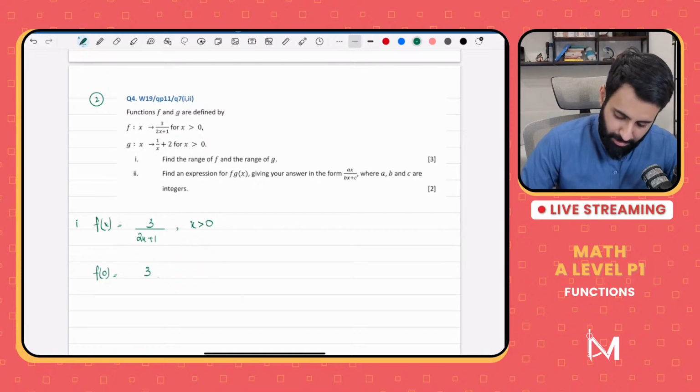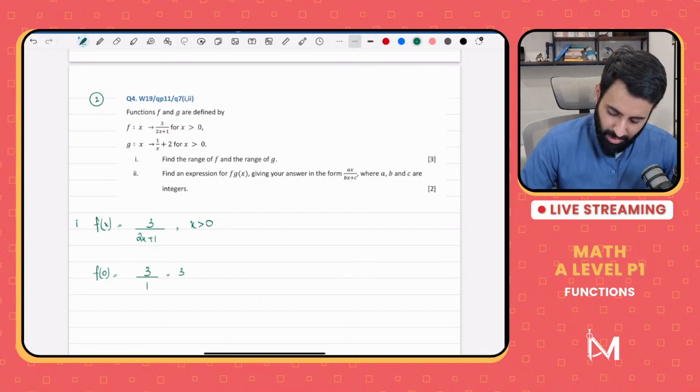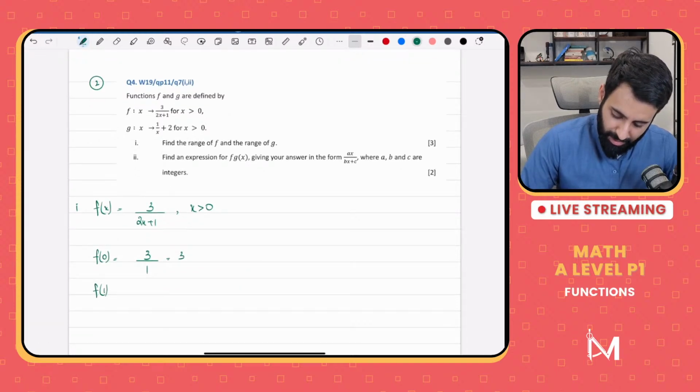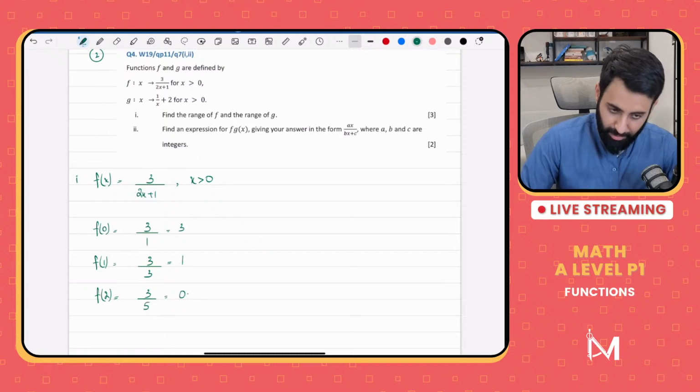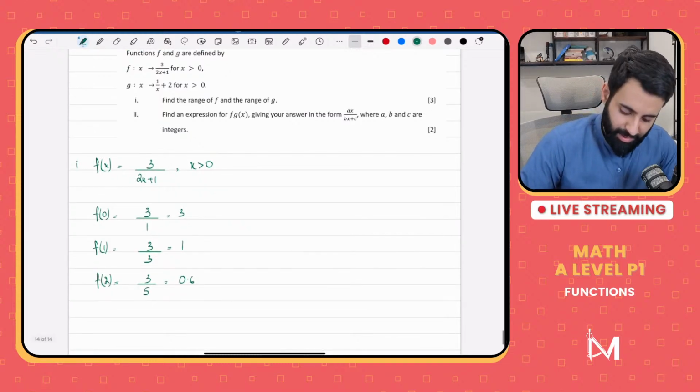Notice what happens if I plug in 0. 2 times 0 is 0, 0 plus 1 is 1. So that means f of 0 is 3. If I plug in f of 1, then it's going to be 3 upon 3, which is equal to 1. If I plug in f of 2, then it's going to be 3 upon 5, which is equal to 0.6. So what are we doing over here? We're trying to identify a trend, okay?